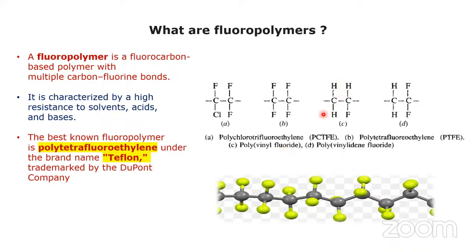If you remember the structure of polyvinyl chloride, in that, one chlorine atom is attached to the carbon. If we replace this fluorine with chlorine, it becomes polyvinyl chloride. Similarly, the third structure is polyvinyl fluoride, as fluorine is present here. The fourth one is polyvinylidene fluoride. These are some examples of your fluoropolymers.